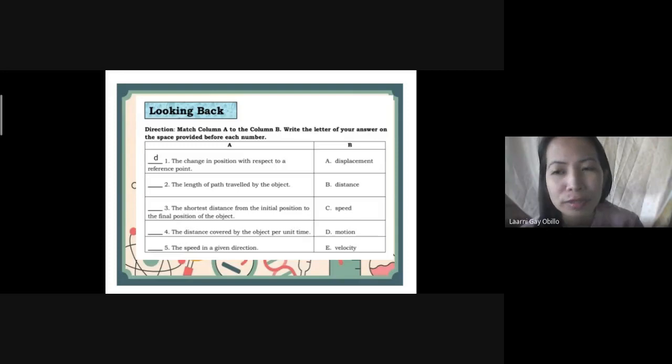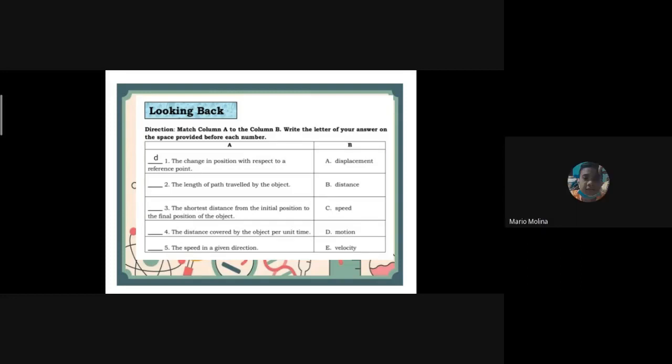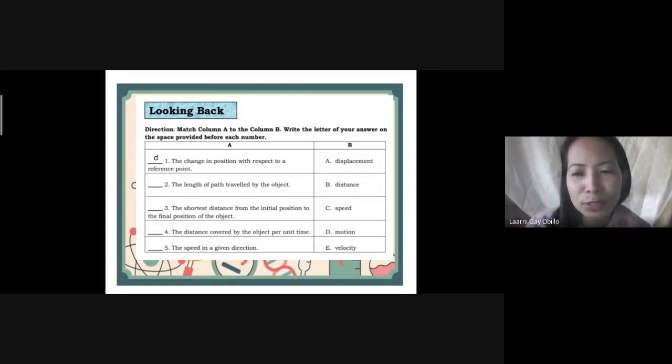John Mark, James, Mario, anyone from you, since konti lang tayo. The length of path traveled by the object. Okay, what is the answer? Letter E, ma'am. Okay, let's see it. Okay, very good.